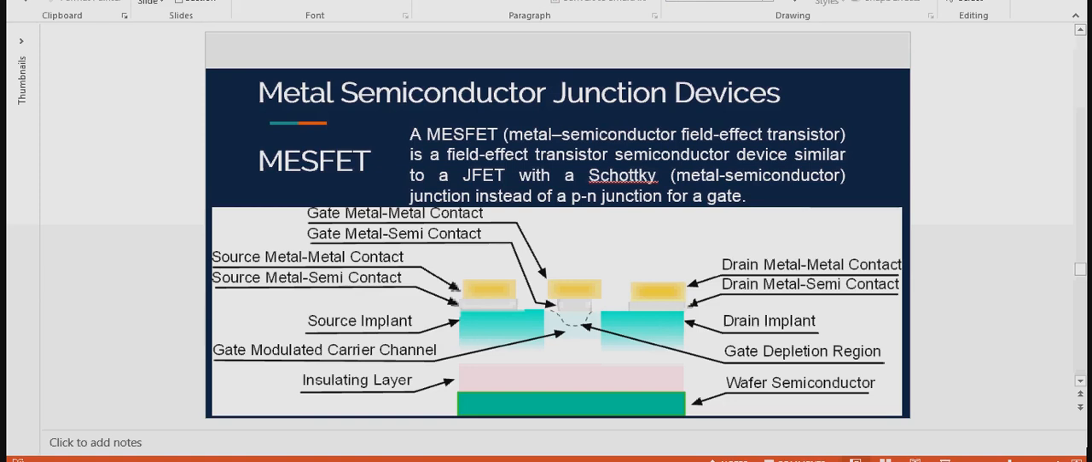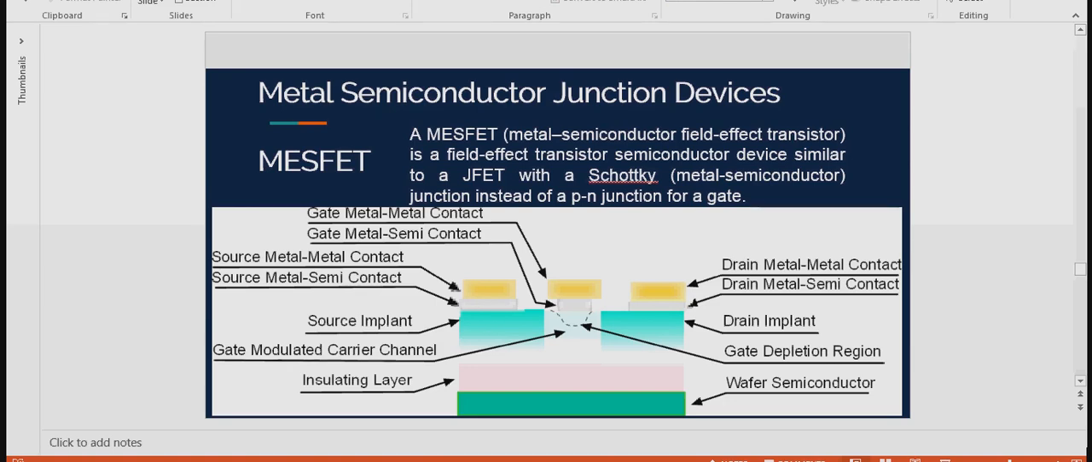Class 4, Electronic Devices, Unit 4: Special Semiconductor Devices. In today's class we are going to see the special semiconductor devices based on metal semiconductor junction devices.